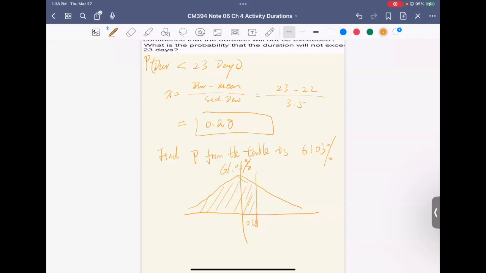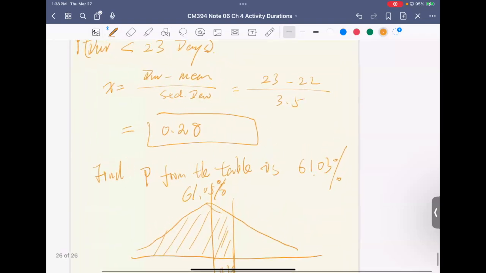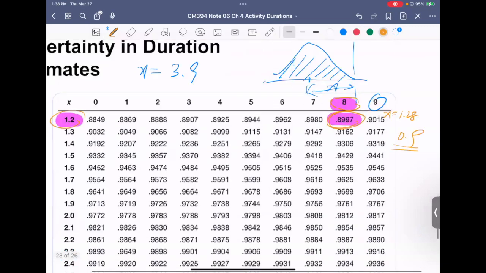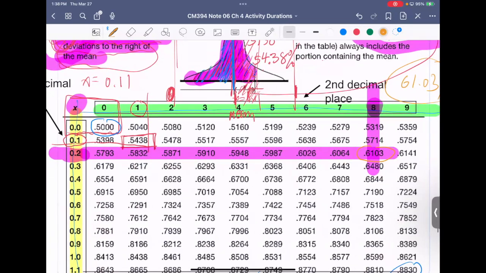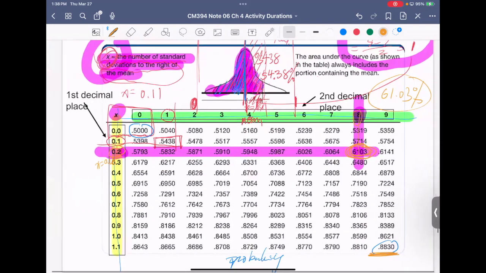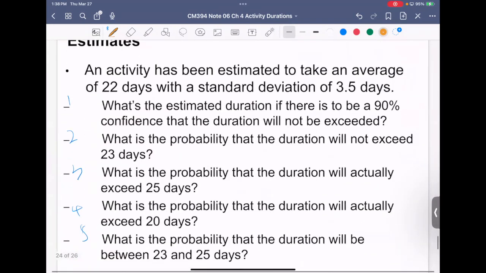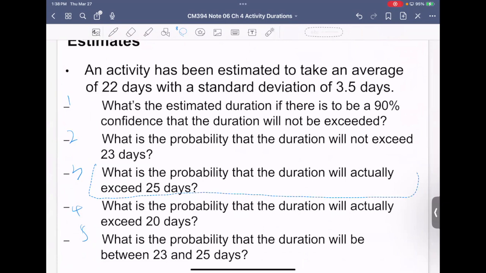Can you go back to the chart and explain that one more time? So if you know your x is equal to 0.28, right? And this is 0.2, and this is 0.28. Okay? Thank you. So now let's take a look at this question.